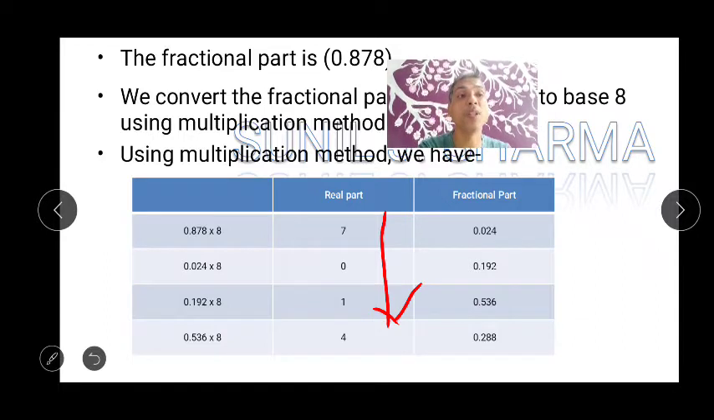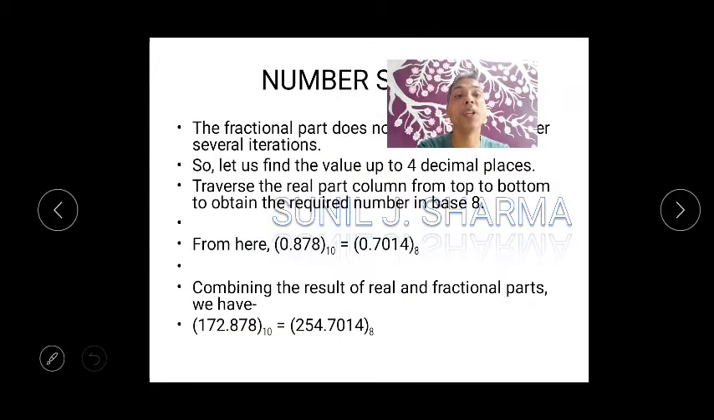Okay, now let's see another explanation of what they want to say. They are telling you that you can move till 4 decimal places. Okay, so we'll be getting this answer. When you combine the answer, the real part, that is 172, will be 254, and .878 is .7014. So this is the answer.